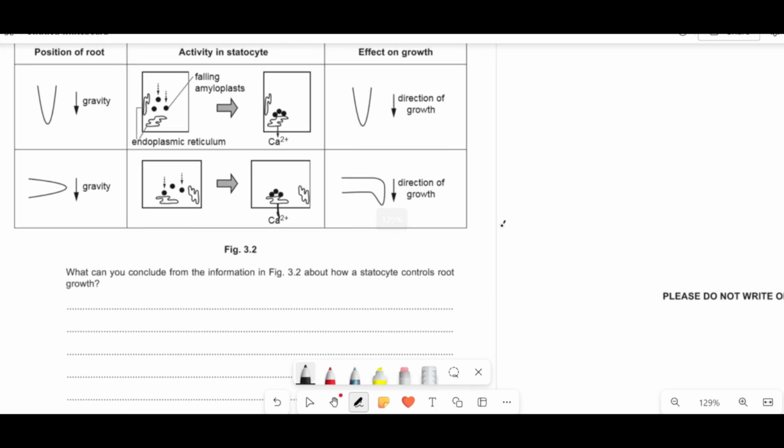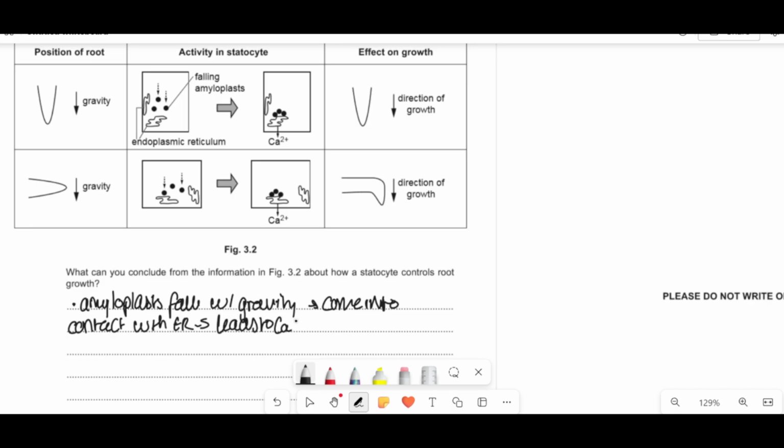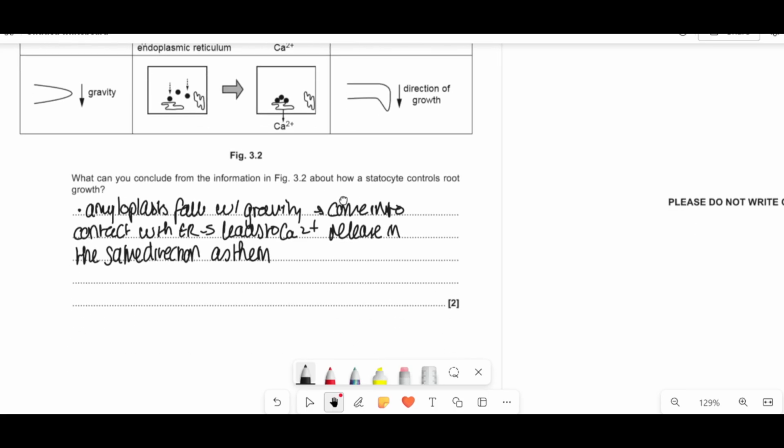So then it says, what can you conclude about how a statocyte controls root growth in this figure? So what must be going on is that they're falling, they smack into this thing, and then all of a sudden Ca2+ comes out in the same direction as gravity, right? So first of all, I'm going to write that these amyloplasts, because it's the same direction as gravity, fall with gravity. And obviously, if they're doing that, then they're interacting with the ER. So they come into contact with ER, and this leads to Ca2+ release in the same direction as them falling, because that's what you can see here, right? And then, for some reason, it causes growth in these directions.